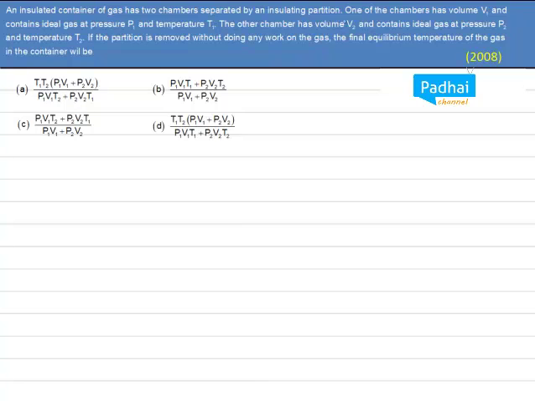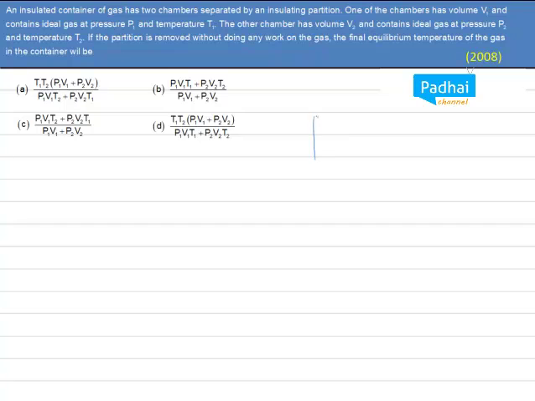Now this question came in 2008. It says that an insulated container of gas has two chambers separated by an insulating partition. One of the chambers has volume V1 and contains ideal gas at pressure P1 and temperature T1. The other chamber has volume V2 and contains ideal gas at pressure P2 and temperature T2.